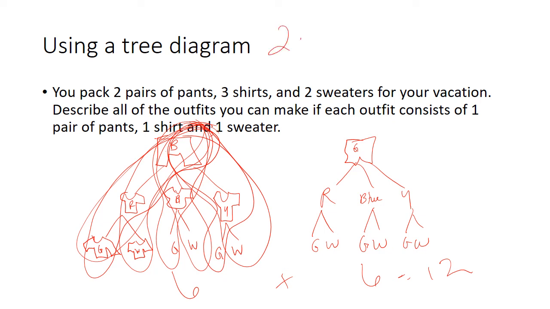Let's just see if our counting principle works. If we have 2 pairs of pants times 3 shirts times 2 sweaters, that's 2 times 3 times 2, which is 12. See how those numbers match up? So they both work. That's how many outfits you could have.